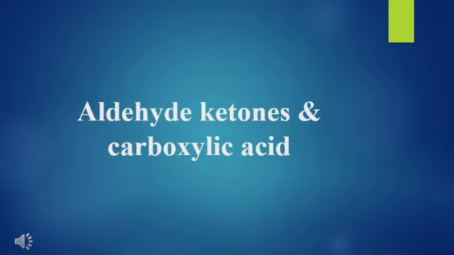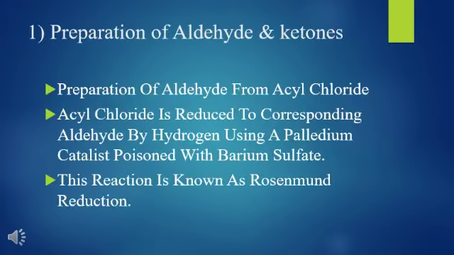And ketone can be classified into two types, aliphatic ketones and aromatic ketones. In aromatic ketones, there is only one type, aromatic ketone, and aliphatic ketone can be classified into two types, simple ketone and mixed ketone. And carboxylic acid is classified into two types, aliphatic and aromatic carboxylic acid.